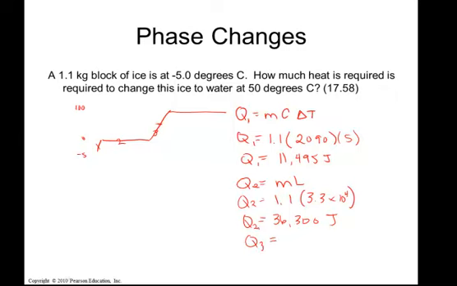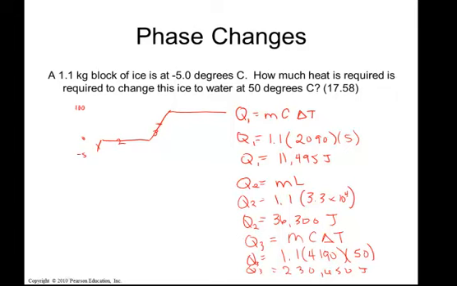Then I'm going to go to Q3. Q3 is going to be this section where I'm heating the liquid water. So M, C, delta T: 1.1 times the specific heat now of my liquid water, which is 4,190 off my chart. And my temperature change is going from 0 to 50, so it's a temperature change of 50. When I multiply all those together, I get 230,450 joules.